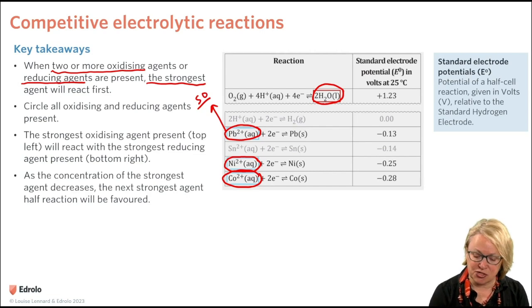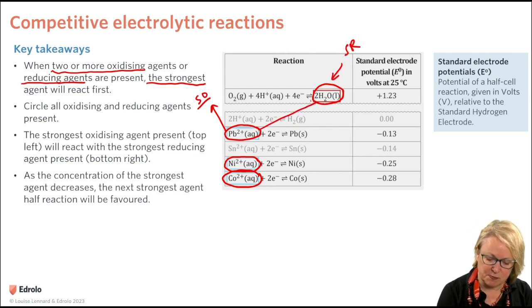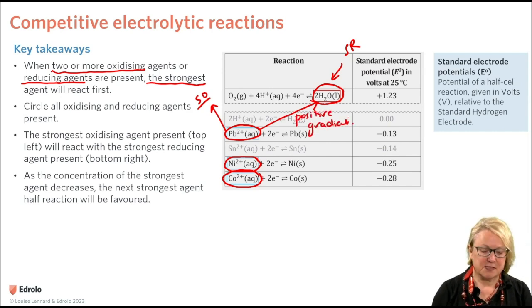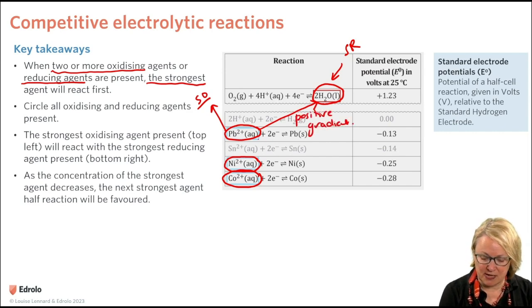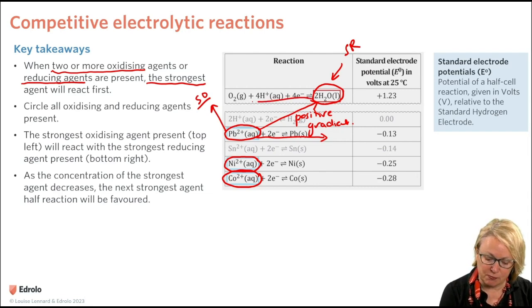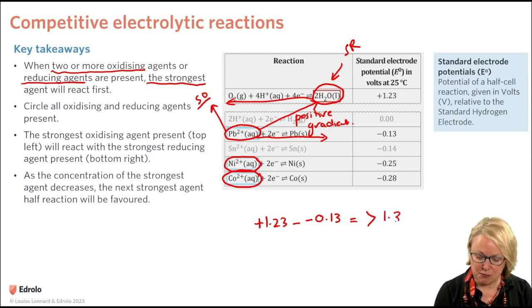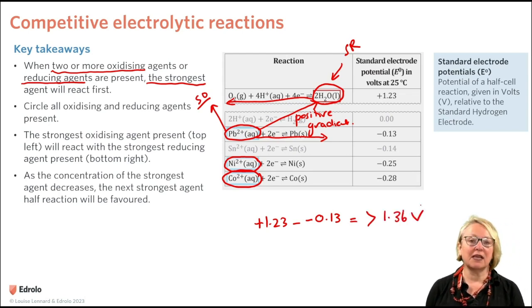The strongest reducing agent in this case is the water, and you can see we've got this positive gradient here. So the strongest oxidizing agent will be reduced and the strongest reducing agent will be oxidized. So we need 1.23 minus 0.13 is more than 1.36 volts in order for that reaction to take place.